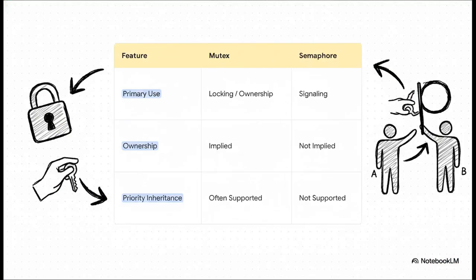Okay, look at this. A mutex is all about locking and what we call mutual exclusion. This means it has a sense of ownership. The same task that locks the mutex must be the one that unlocks it. You can't have one task lock a door and another one unlock it. But a semaphore? It's all about signaling. It has zero concept of ownership. That's why one task, the producer, can give and a totally different task, the consumer, can take. We also see priority inheritance here, which is a feature mutexes often have to solve some tricky scheduling problems. The bottom line is they are different tools for completely different jobs.